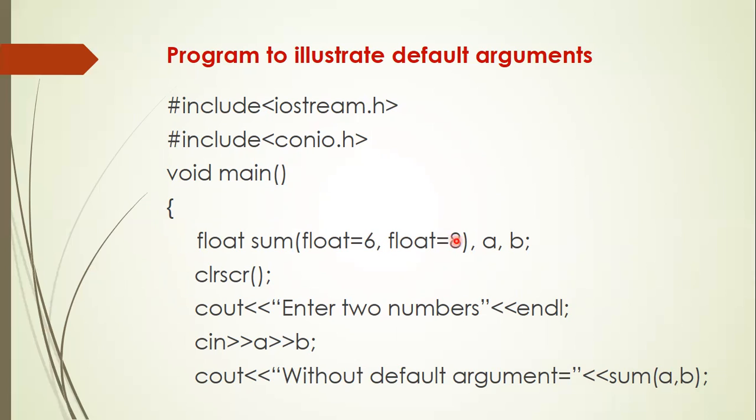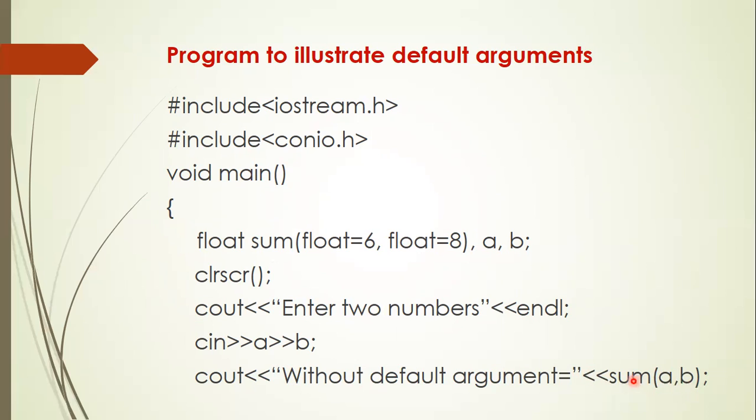The second argument is missing, meaning it makes use of the default value equal to 8. And I have declared 2 more variables called a, b. Clear the screen. Enter 2 numbers. Here you have to input the values for a and b. Okay. Next one is cout without default argument, sum a comma b.